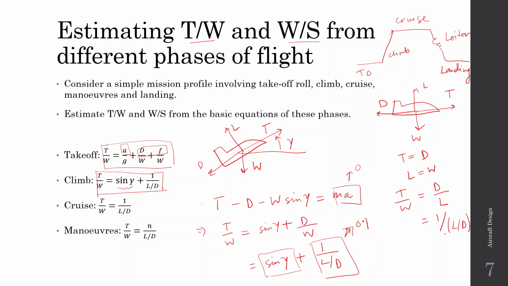As I said previously, the lift to drag ratio is on the order of 10. So the thrust loading at cruise is on the order of 0.1. So actually in cruise condition very little thrust is required to maintain the cruise velocity.